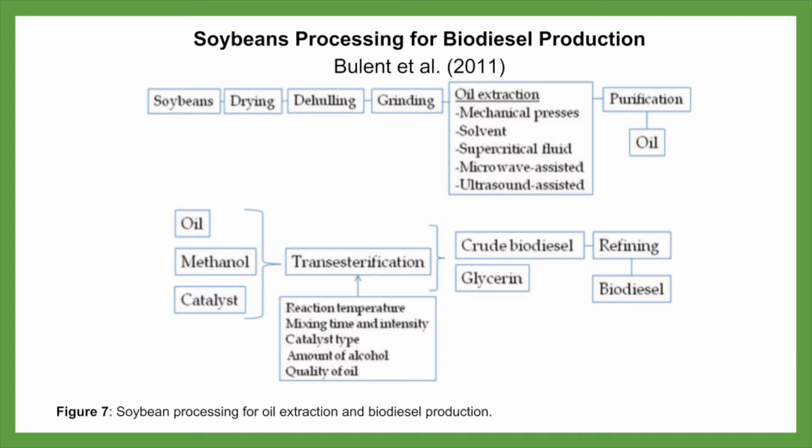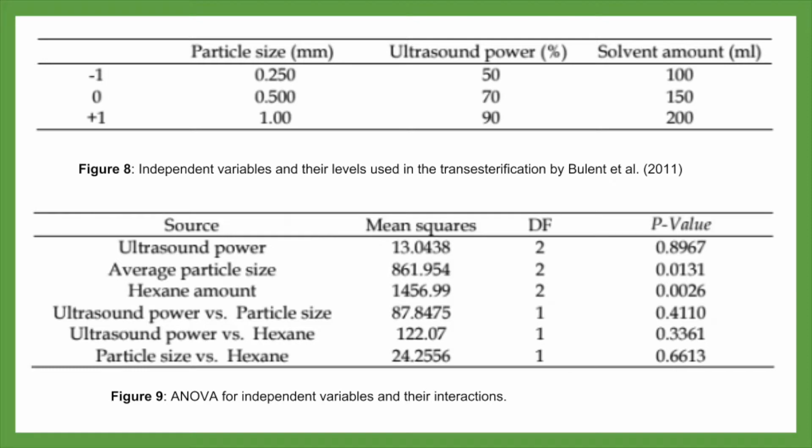Figure 7 shows a schematic that Biela et al. followed. Soybean oil extraction was done by Biela et al. Oil was extracted through mechanical presses, solvents, supercritical fluids, and microwave and ultrasound-assisted methods. Figure 8 shows the different particle sizes obtained after using ultrasounds and solvents against the soybeans. Figure 9 shows each combination and group that was measured and tested and the resulting mean square.